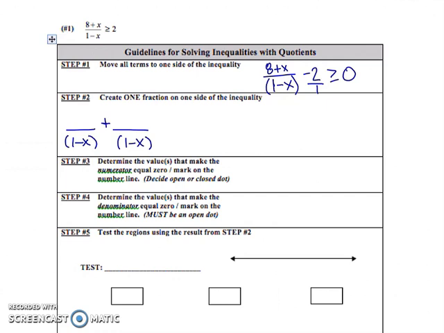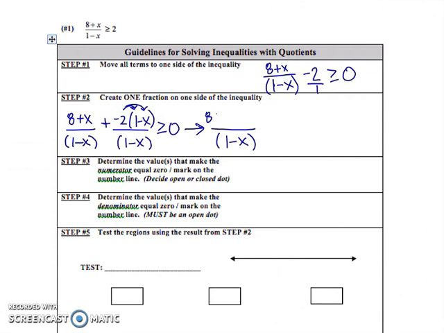When I look at my first fraction, I didn't change the denominator, so my numerator is going to stay 8 plus x. In the second fraction, I changed my denominator to 1 minus x, so I'm going to have to take that negative 2 and multiply it by 1 minus x. And of course, this is still all going to be greater than or equal to 0. Now I'm going to do the distributive property right here, and combine everything over my common denominator.